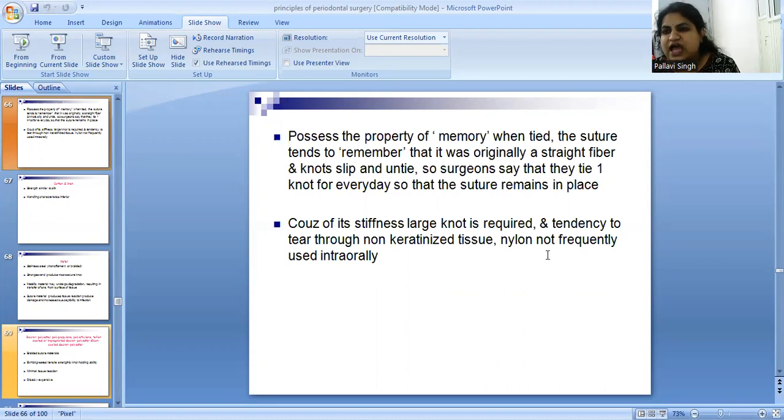Because of stiffness, a large knot is required, and there is a tendency to tear through the recognized tissue. It is not used intraorally frequently. It is very stiff, and this property of memory causes tearing of the tissue. It is most commonly used for other medical purposes, but it is not used intraorally.